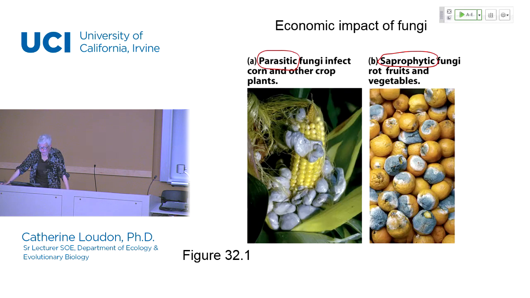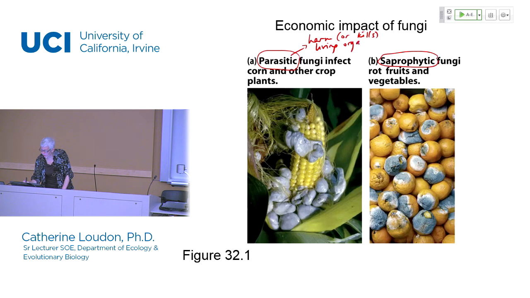Over here on the left, it says parasitic fungi. Over here on the right, it says saprophytic. They're both on plants. What's the deal there? Well, what parasitic means is that it harms, or even kills some living organism.